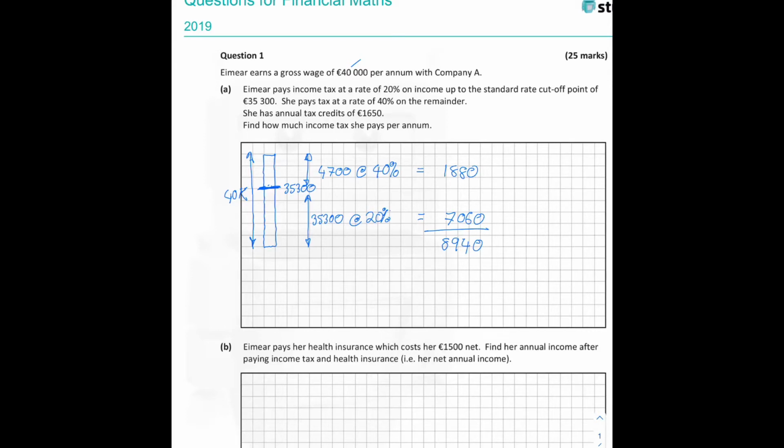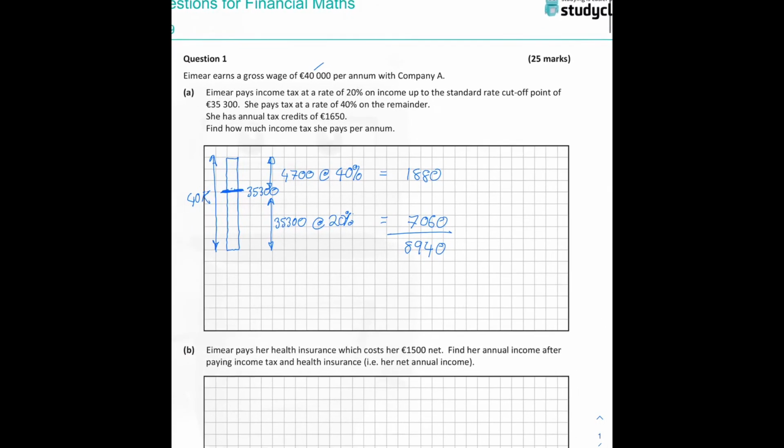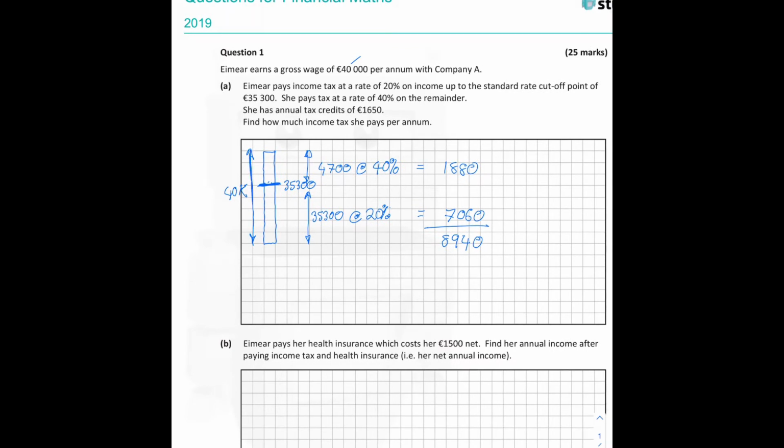Now, some technical language here. Just like the full 40,000, we called that the gross wage because it's the big wage before anything is taken away from it. We call this thing here the gross tax. So that's the gross tax. That's the amount of tax that we could end up paying, or EMIR could end up paying, before anything gets taken away from that. Okay, now, if the government charges EMIR 8,940, we wouldn't live in a fair society. Because EMIR probably has some stuff that EMIR is doing that's good for society.